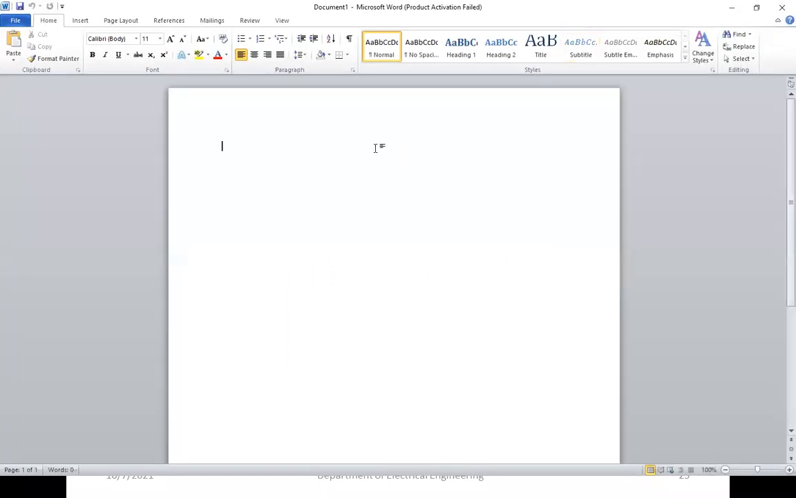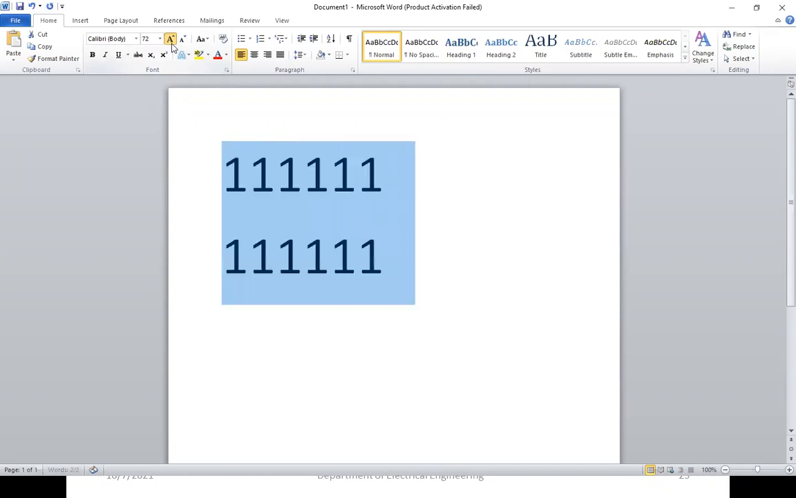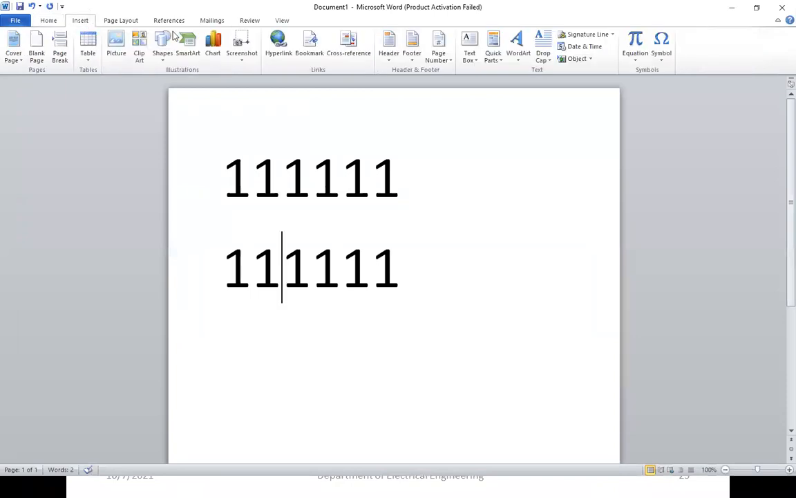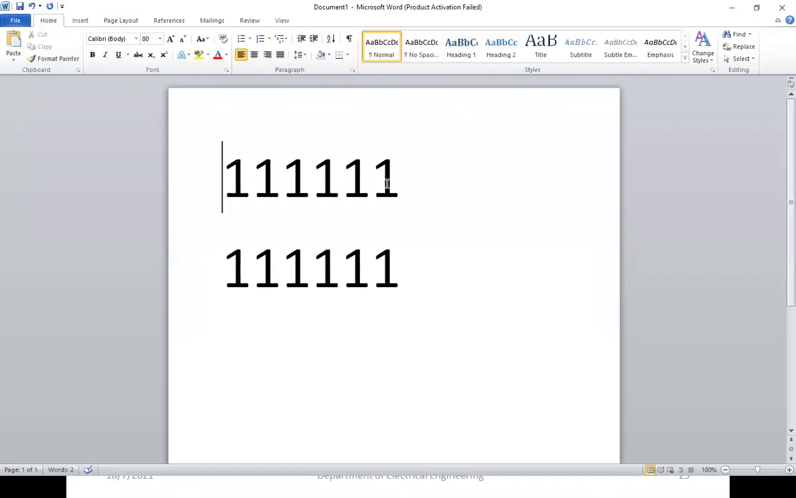Suppose these are the two numbers. You have to add these two numbers. If you add them, you know that binary addition is there. What is the addition of 1 plus 1?